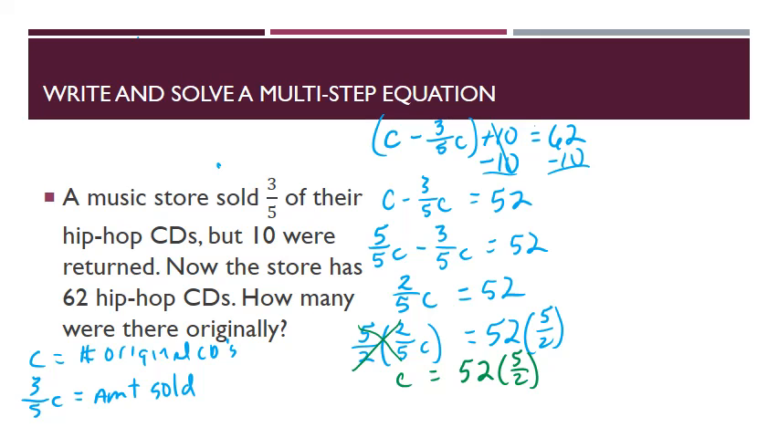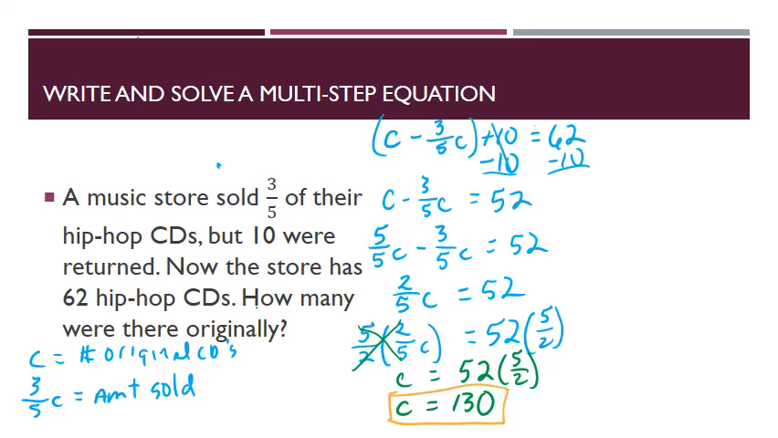All right, so let's see. If I take 52 times 5, that equals 260. And then if I divide 260 by 2, I get 130. So C, the number of original CDs, is 130. And that's my answer.